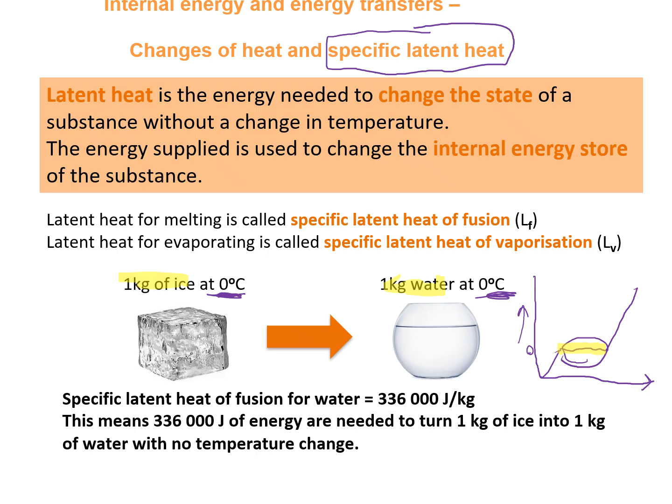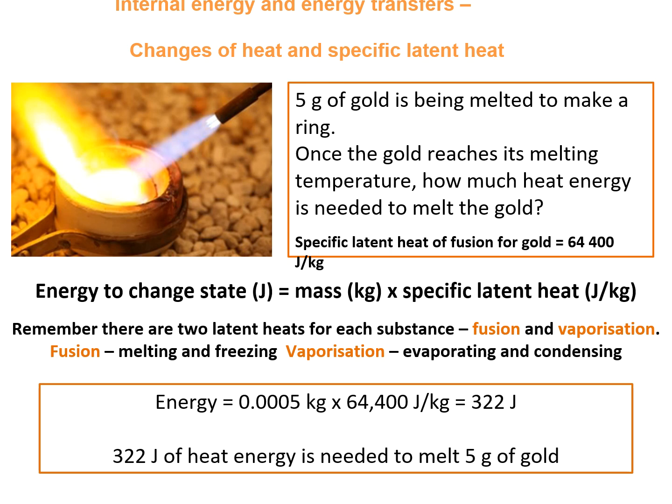Exactly the same would happen when the water boils. So there's two different terms. There's the latent heat of fusion, that's how much energy you need to melt it. To evaporate the water, that's called the latent heat of vaporization. So again, energy to change state in joules is equal to the mass times the specific latent heat.